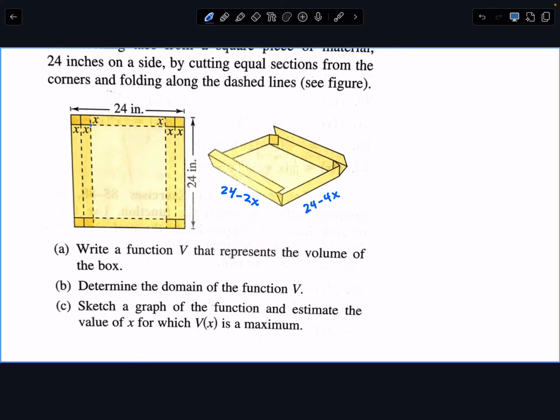And for volume, they want you to write a function V that represents the volume of the box. And volume is length times width times height. Well, we've got a length and we've got a width, but we have to figure out height. And the height is X. When you fold that side up, that height is X. For the double X, it's folding up, but then this X is going to tuck inside the box, so the height is just X. And so the volume is X times (24 minus 2X) times (24 minus 4X). That's your volume.